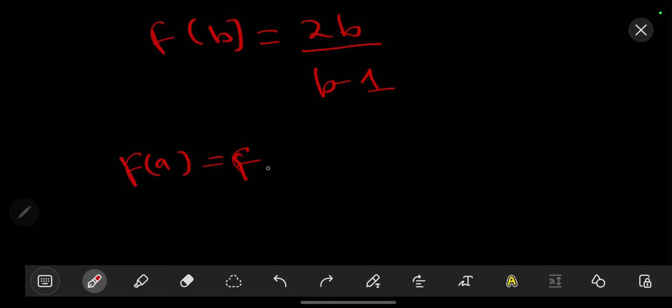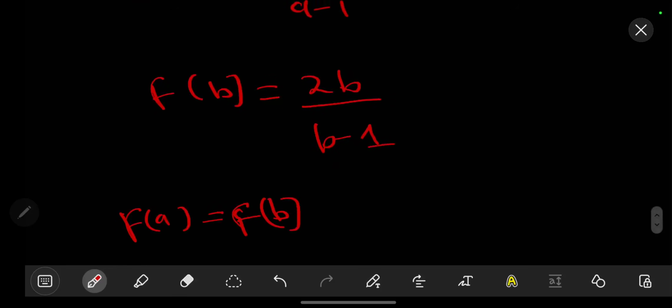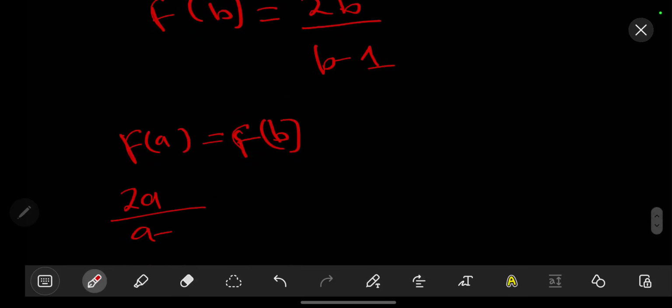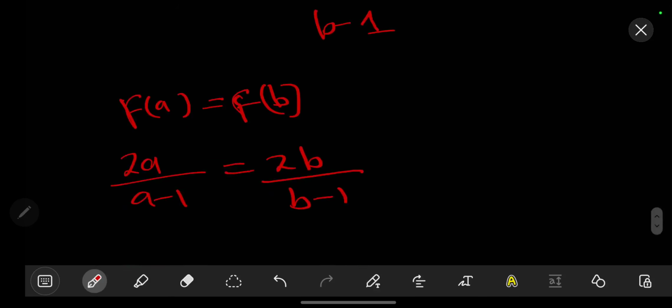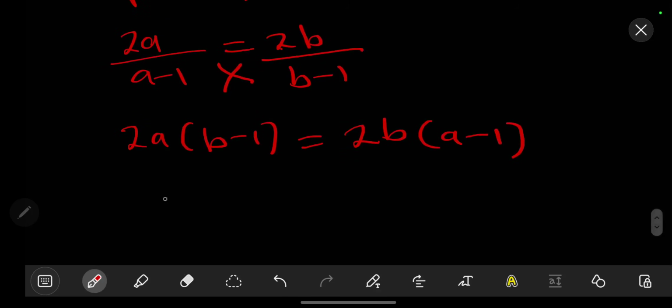Then we are going to equate them. So we have f of a is equal to 2a over a minus 1 should be equal to f of b is equal to 2b over b minus 1, like that. What we are going to do is cross multiply. So we have 2a, open brackets, b minus 1, should be equal to 2b, we multiply with a minus 1, like that.